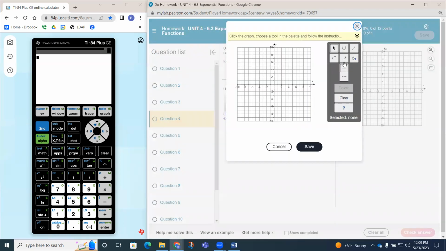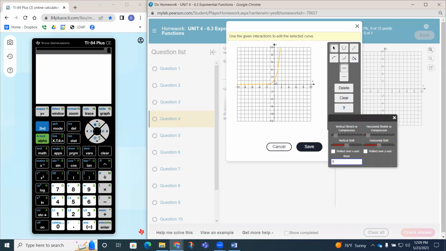If I use my exponential tool, since this is an exponential graph, notice how it even says exponential tool when you hover over it. So exponential tool, click on that. Again, 0, 1 is where I usually click because that's where we start with the parent function. I don't think it really matters where you click. I think it still puts it there.